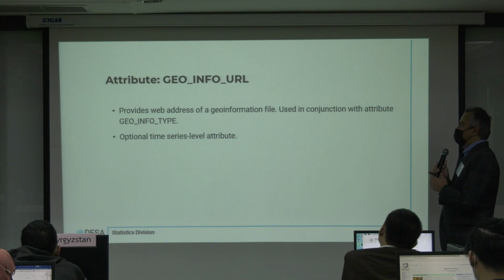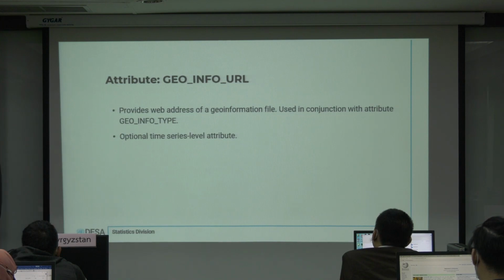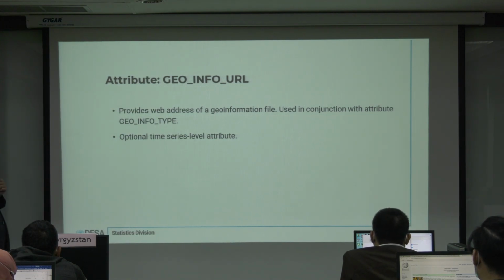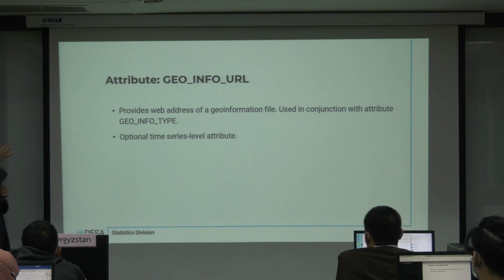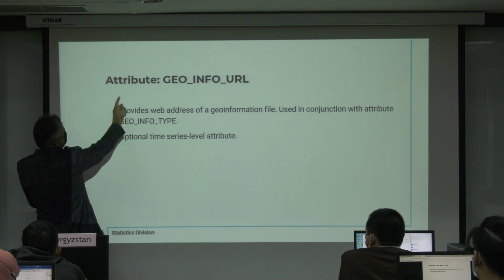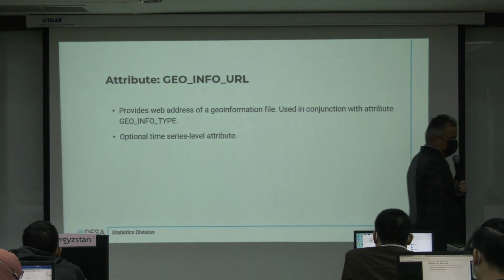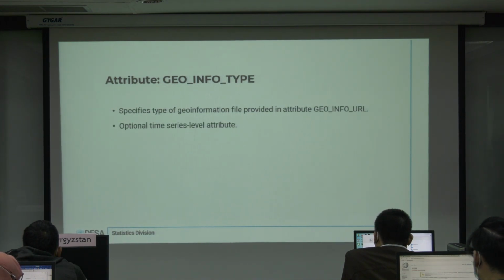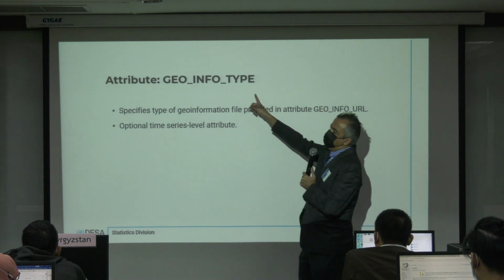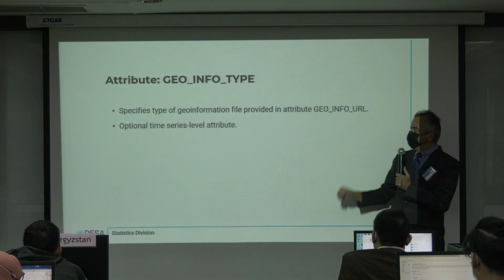GeoInfo URL provides the web address of the geoinformation file. If you want to attach a map with your data, your series, then you can use the attribute GeoInfo URL to provide the URL of a map. And the attribute GeoInfo type specifies the type of the geoinformation map, which is the file.